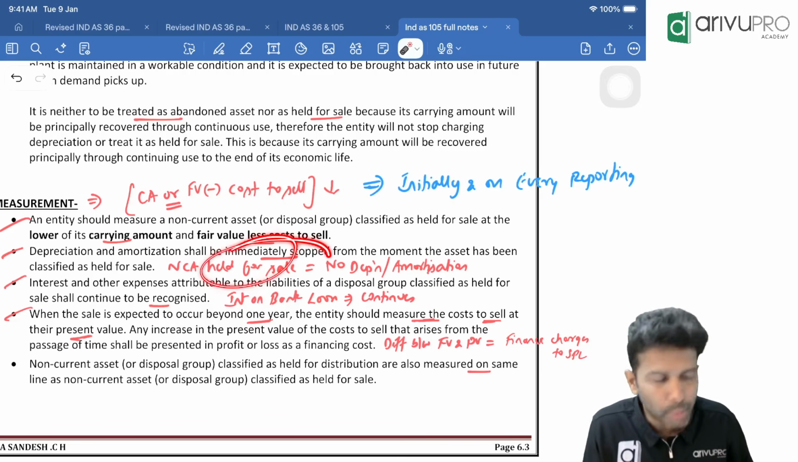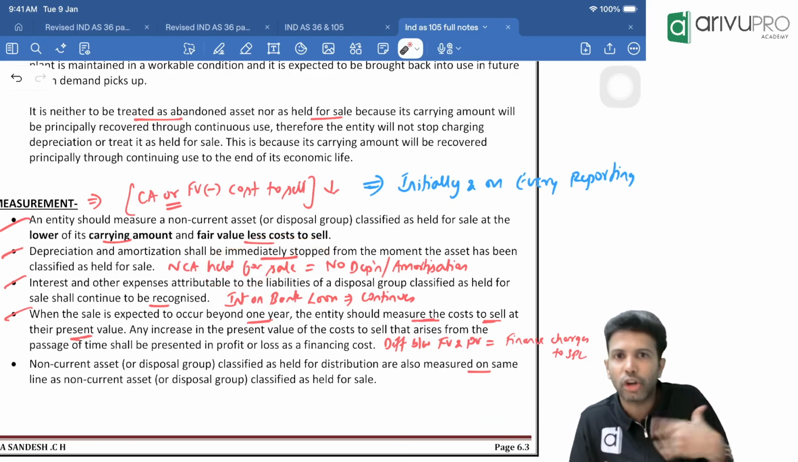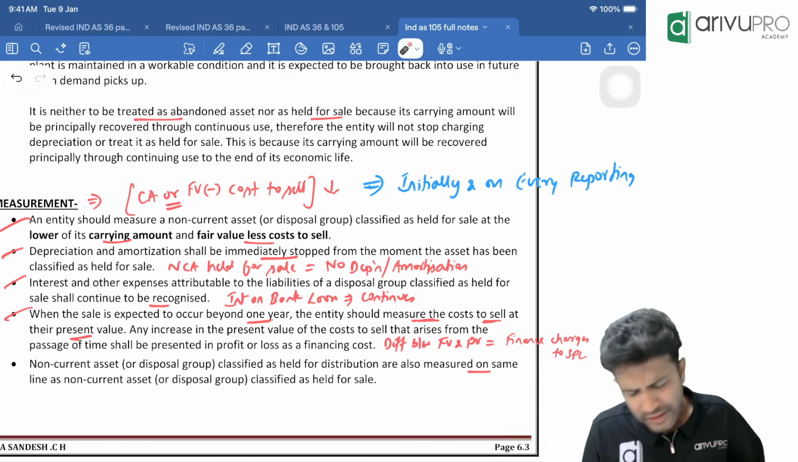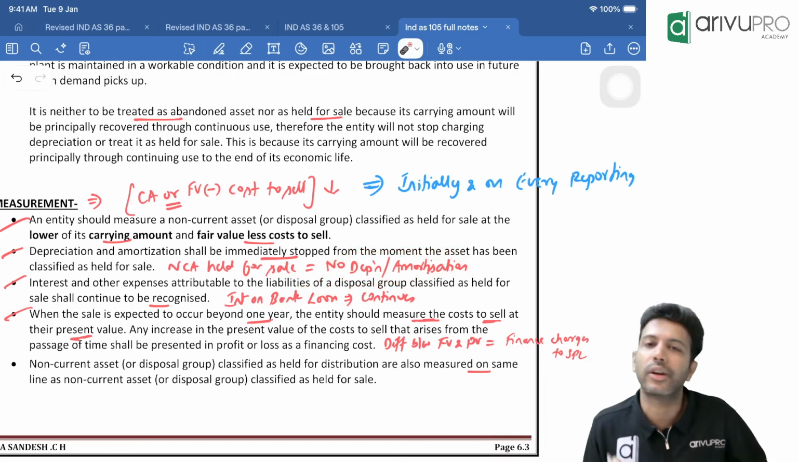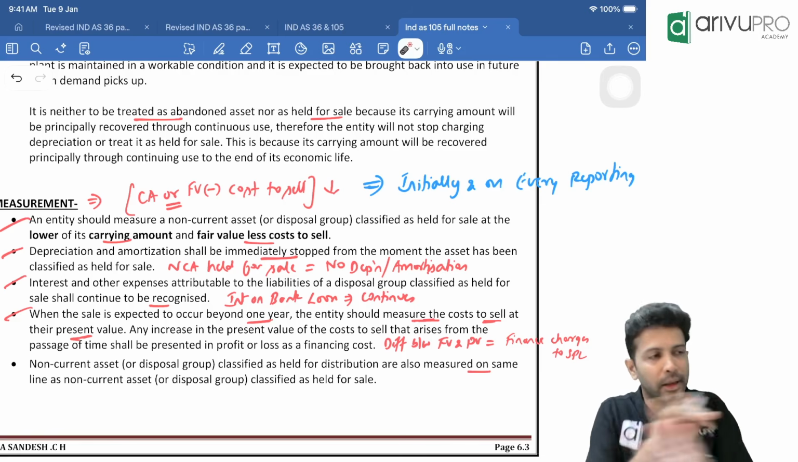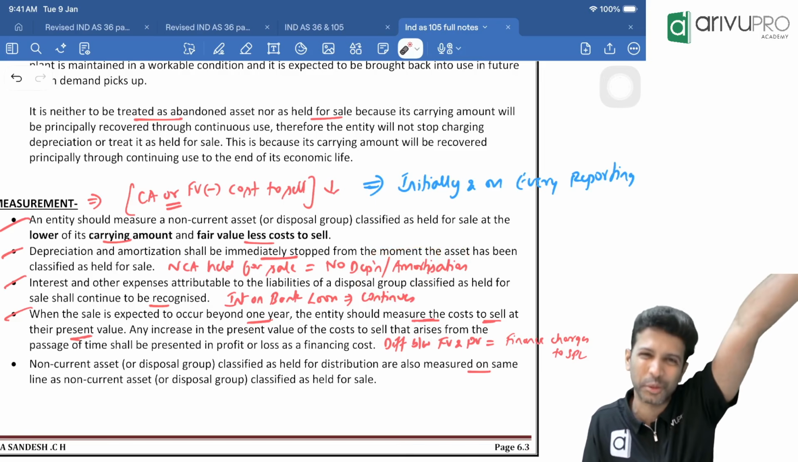So, but here the moment the asset has been classified as held for sale, our primary intention is not to use the asset and get the benefit, but to sell it. Hence, Ind AS 105 says no depreciation, amortization on intangible asset. From the day you classify it as held for sale, depreciation stops. That we studied this in Ind AS 16 also, if you remember.